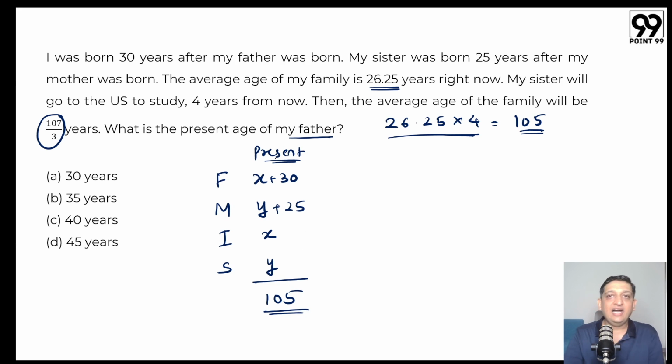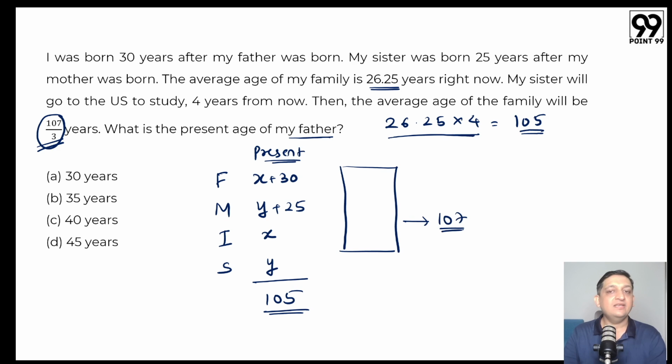We know that after 4 years, my sister is going to go to the US to study. Then the average age of the family will be 107 by 3 years. Now to understand that, if one person goes away and there are 3 people left and their average is 107 by 3, we can say that the total of these 3 people 4 years from now is going to be equal to 107. Because something divided by 3 gives me the average, but we know that the average is 107 divided by 3. So I know that the total of these 3 becomes 107.